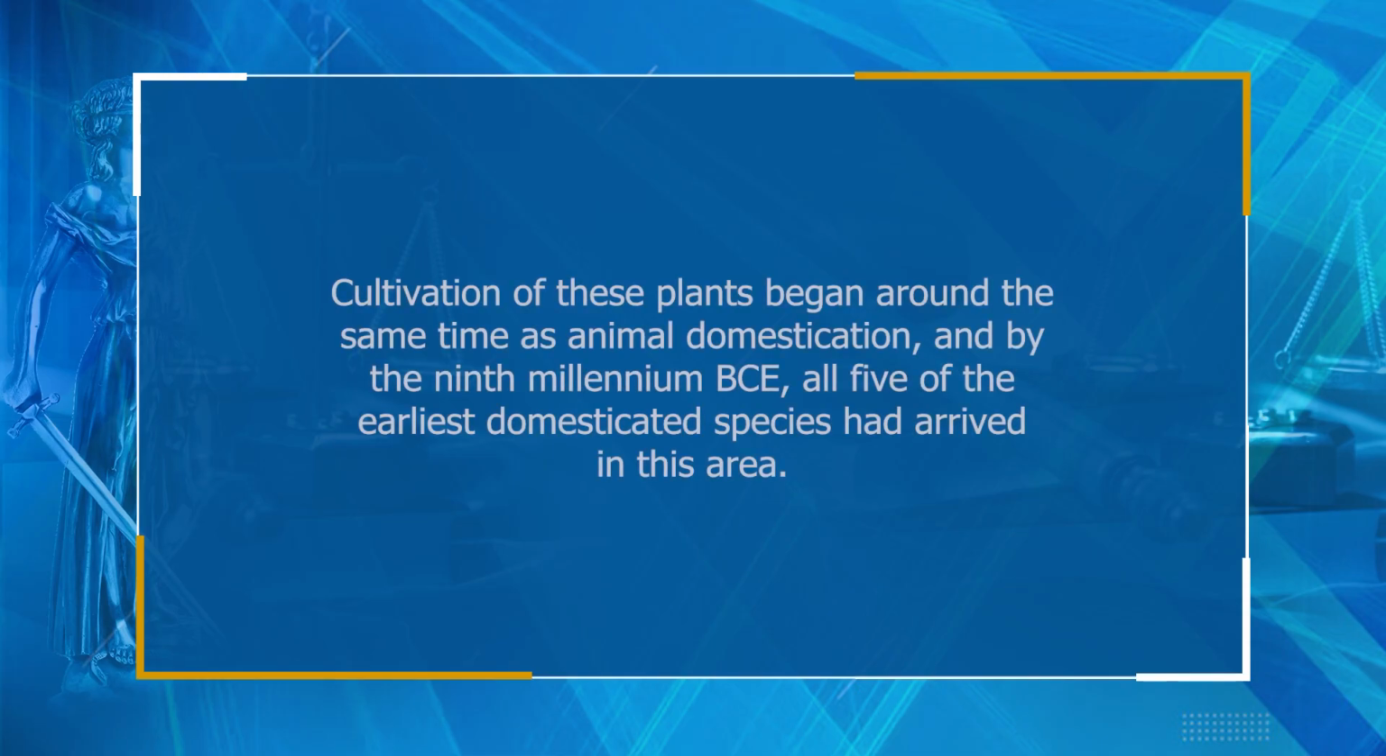Additionally, wild varieties of domesticated cereals like emmer and einkorn wheat and barley were widely available in Southwest Asia. Cultivation of these plants began around the same time as animal domestication, and by the 9th millennium BCE, all 5 of the earliest domesticated species had arrived in this area.